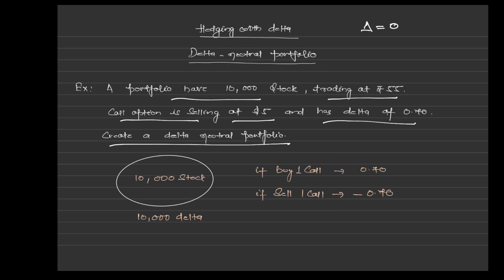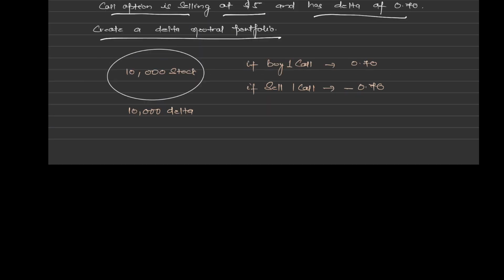That means if the stock price changes by 1 rupee, 2 rupees, 3 rupees, there is no impact on the portfolio. How many stocks do we have in the portfolio? 10,000 stock. What is the delta of a stock? What is the delta of a stock?